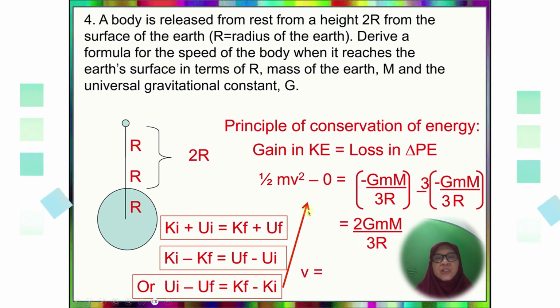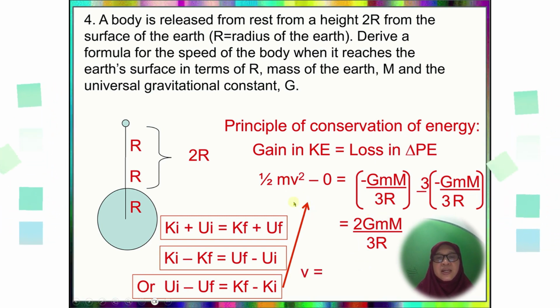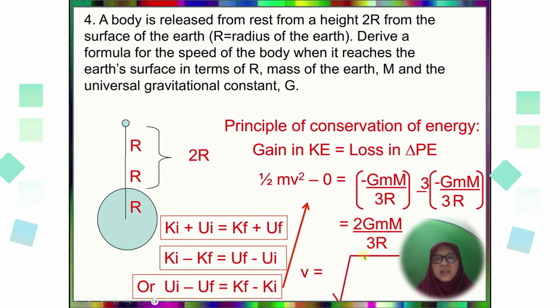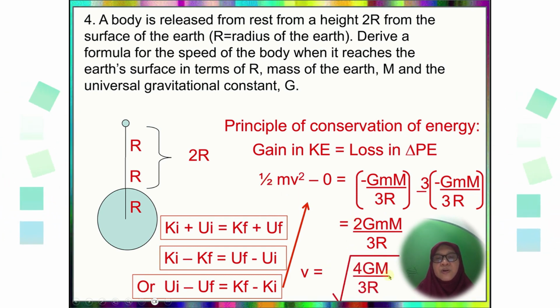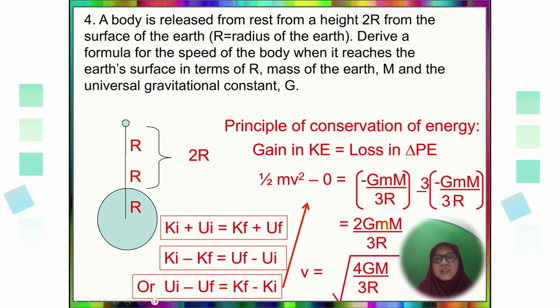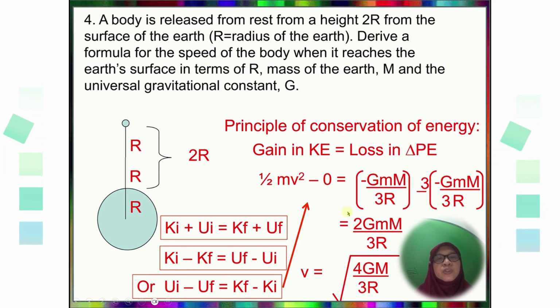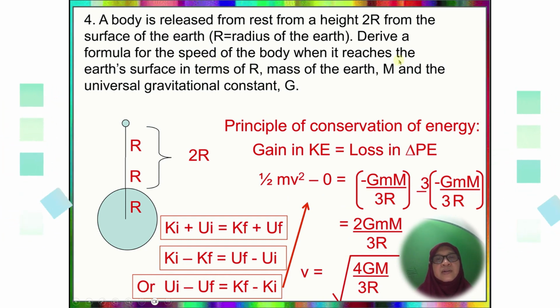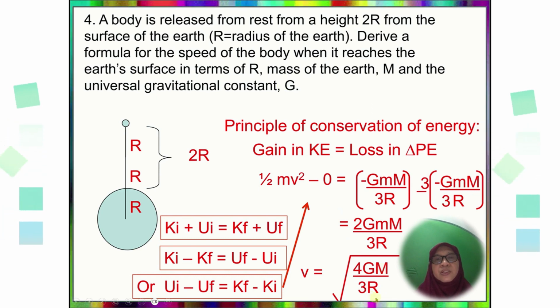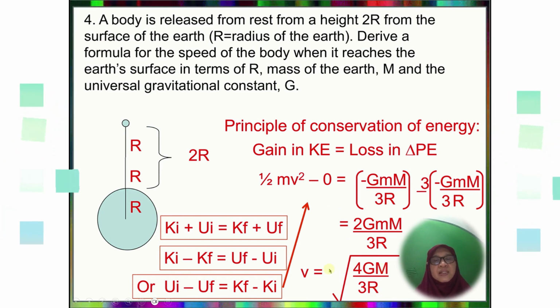Cross multiply, cancel the m, and we get v. Then cross multiply the 2 over, so we get the square root of 4GM over 3R. This is the answer, because the question wants the speed in terms of R, M, and G, which are all there. So we have answered the question.